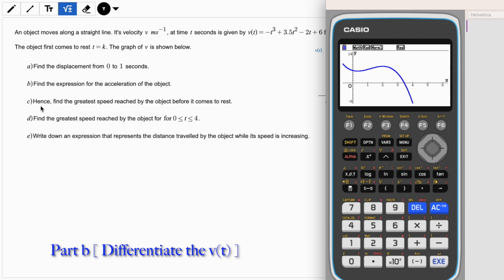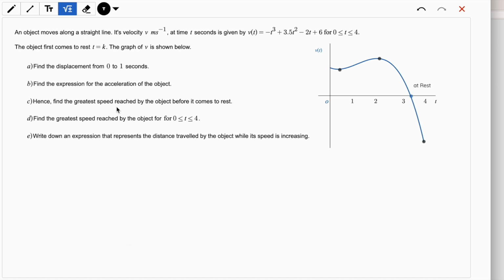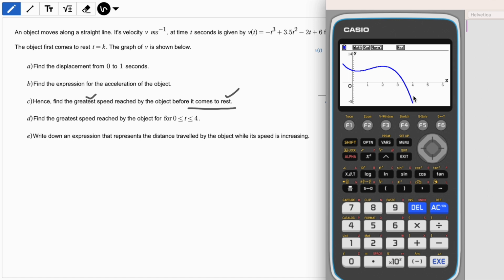It says, hence find the greatest speed reached by the object before it comes to rest. So which means we need to know where it is coming to rest and then where it is greatest, right? There are two things. So if you see the graphs, how do we deal with part C now using GDC? I'm going to open my GDC here.